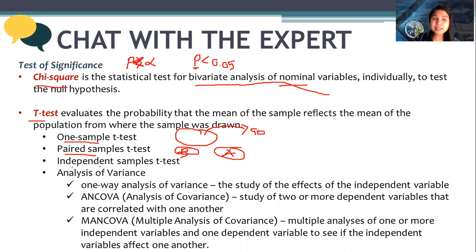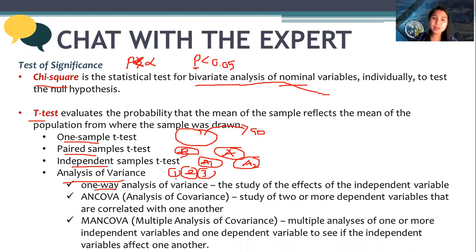For independent samples t-test, we compare two groups. Example, the after of group 1 of reading comprehension with classical music, and the other after of group 2. And the last is analysis of variance. In ANOVA, there are more than 2 groups. So group 1, group 2, and group 3. There are many kinds of ANOVA. I'll share 3 with you.